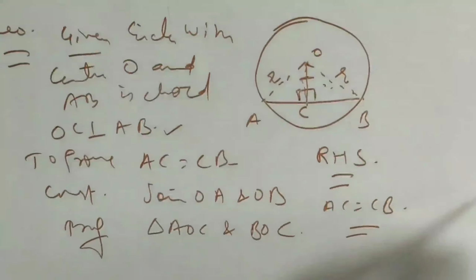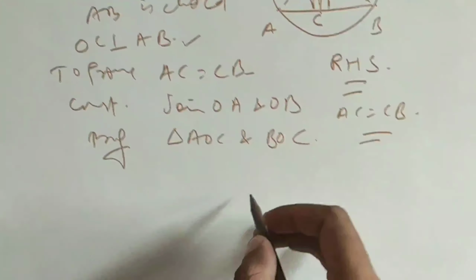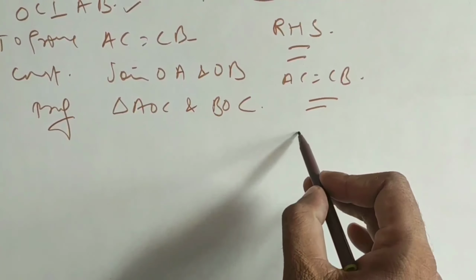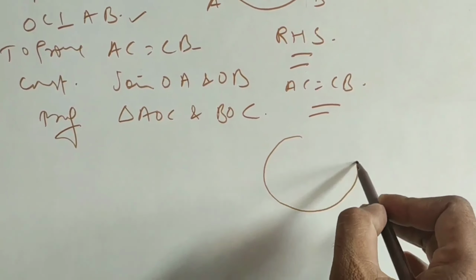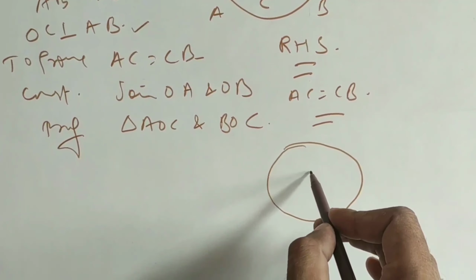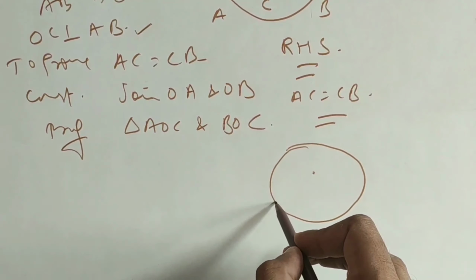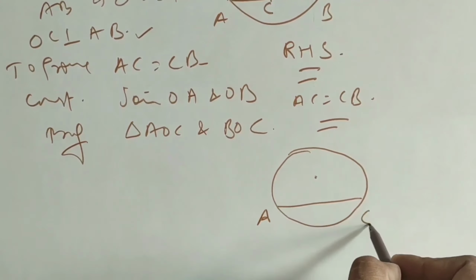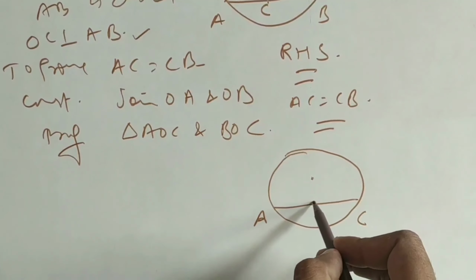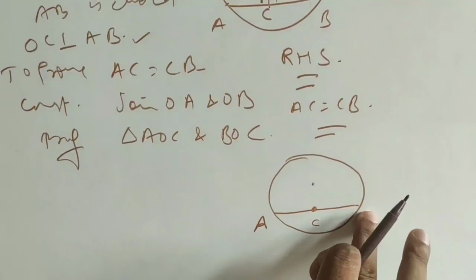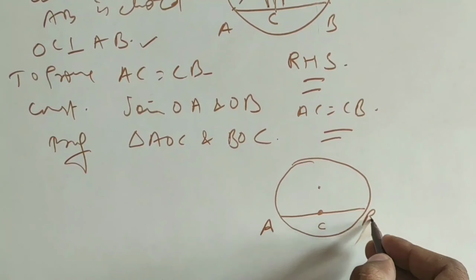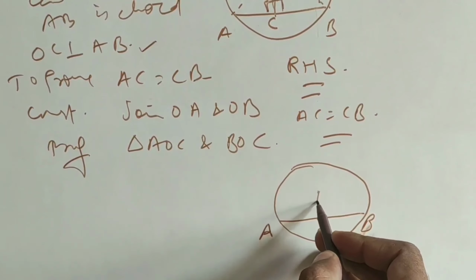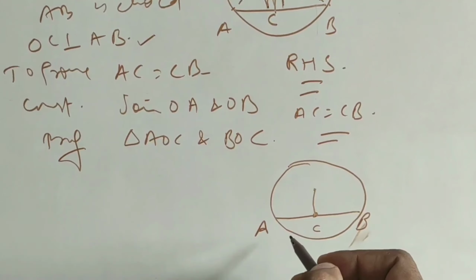The same is the converse of this theorem. Now the converse of this theorem. Suppose this is the circle. This is the center, and this is the chord AB, whose midpoint is, suppose, C. Now we need to prove that OC will be perpendicular to AB.